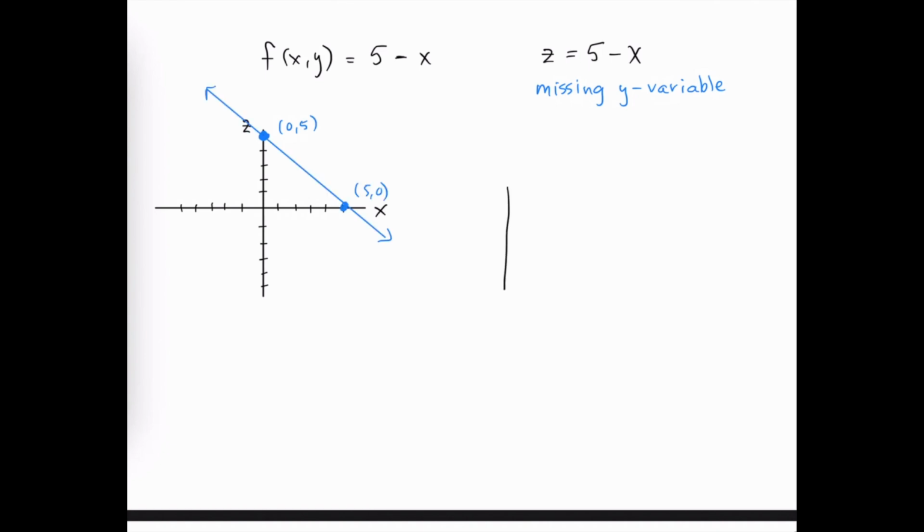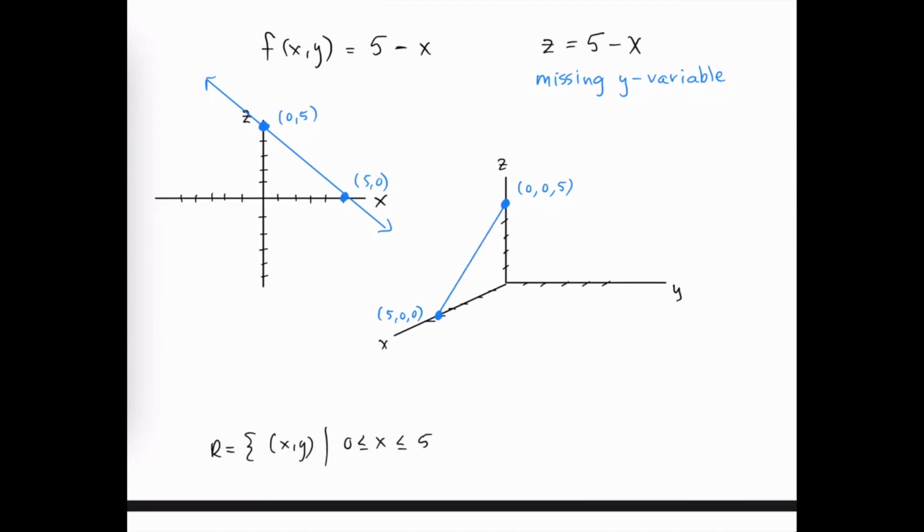So we can then take this into R3. We'll graph this same line in the xz plane. And in R3, this point is 0 in the direction of x, 0 in the direction of y, 5 in the direction z. And down here we have x is equal to 5, y and z are 0. So here's that line.